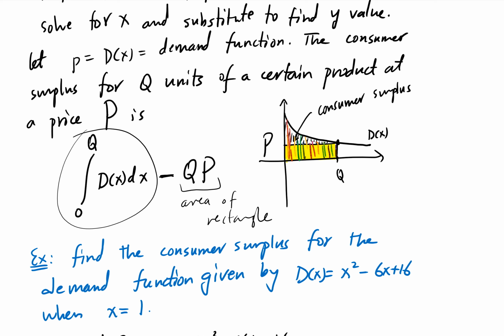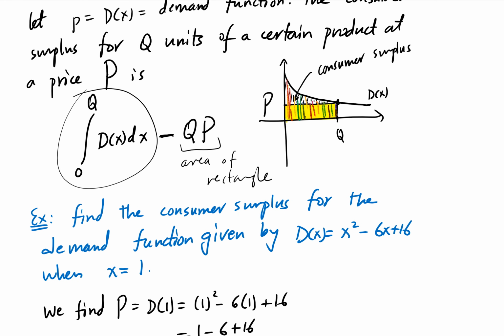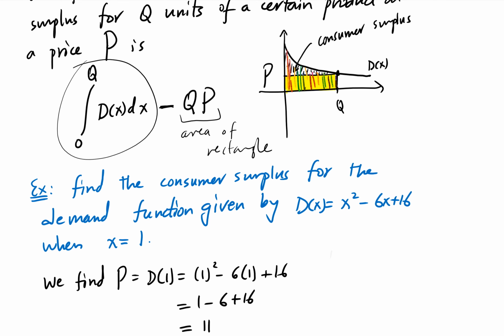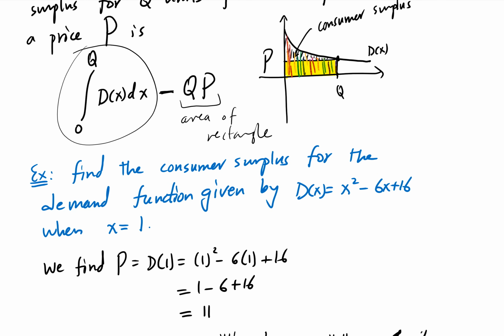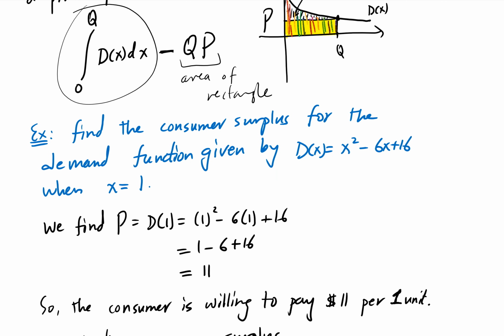So again, the formula to find the consumer surplus is the integral from 0 to Q of d of x dx minus QP. Here the capital P, which is the price, is evaluated at x equals 1, and that gives us 11. So the consumer is willing to pay $11 per unit when x is 1 unit.